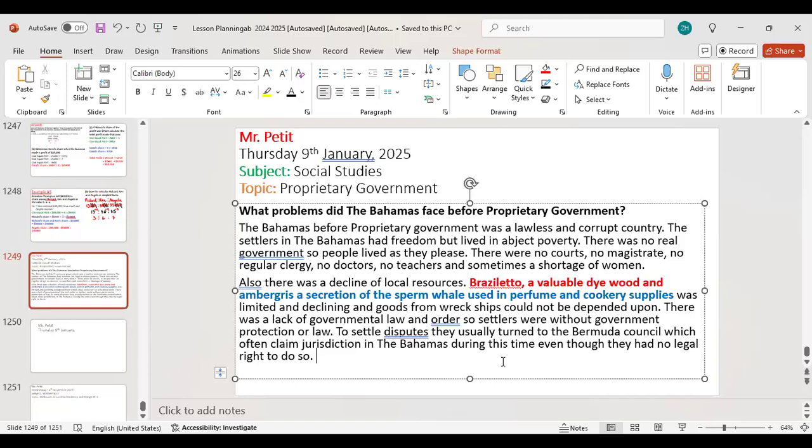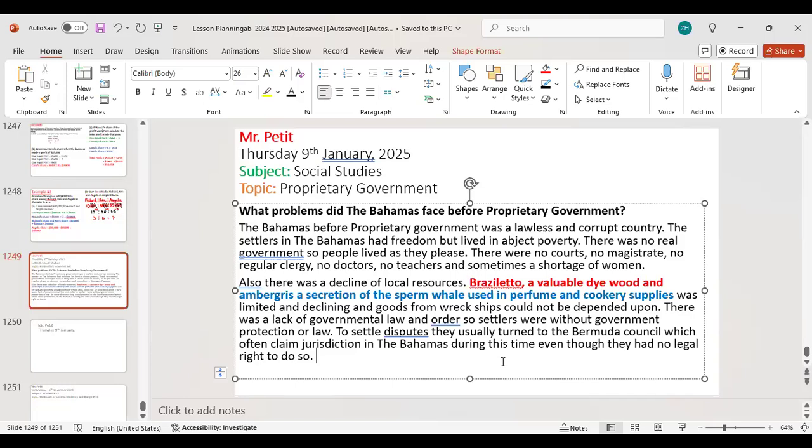Go ahead, Sasha. Yeah, Captain William Sayle. Sayle. He was the ex-governor of Bermuda, and I think he was the head of the Eleutherian Adventurers. That's correct. So remember, a lot of these people who were in the Bahamas at this time were from the Eleutherian Adventurers, and they came from Bermuda.